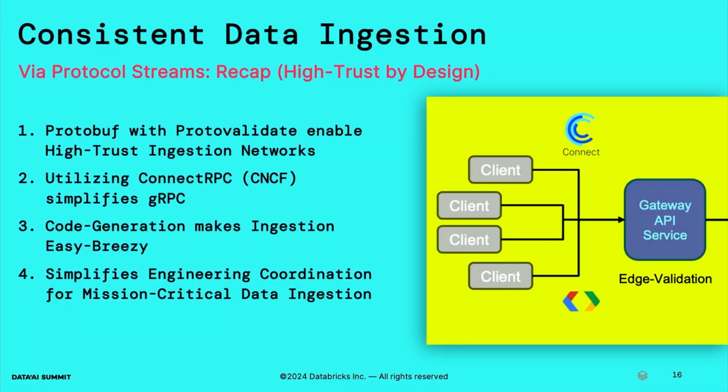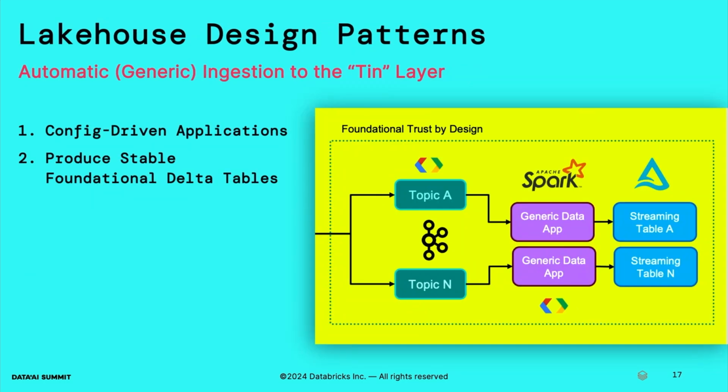So recap, kind of what I was just saying anyways. Protobuf with proto-validate enables high trust ingestion networks. Having a high trust ingestion network means that you don't have to do any data cleansing when you actually start to land your data into a Delta Lake table, which means that you have good transactional foundational data without having to do anything. Connect RPC is also a CNCF project, so it's not going away, which is good. Makes ingestion easy breezy. So now we'll move on.